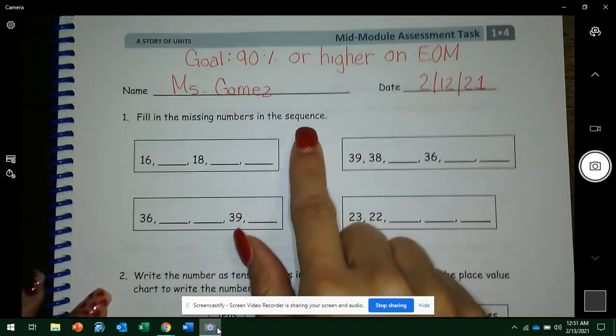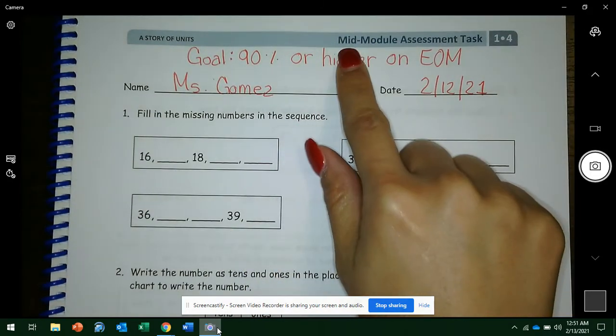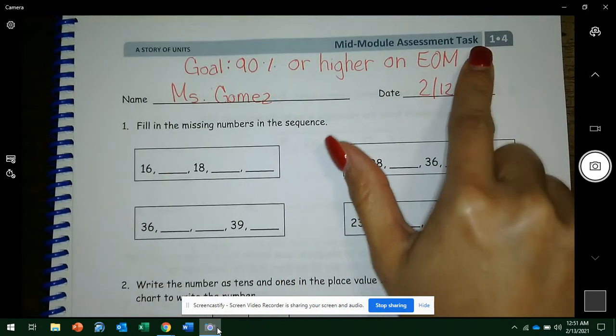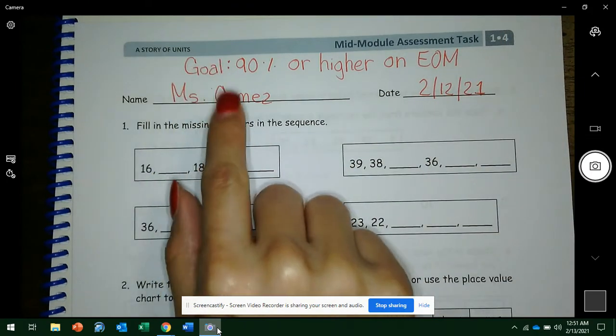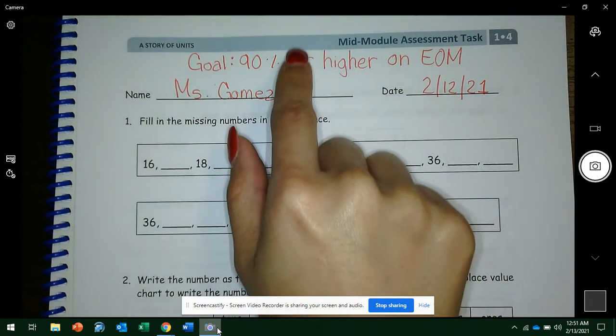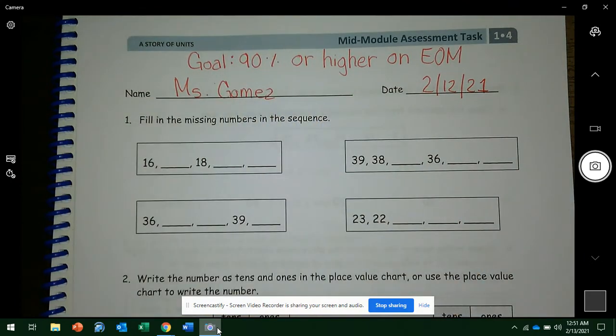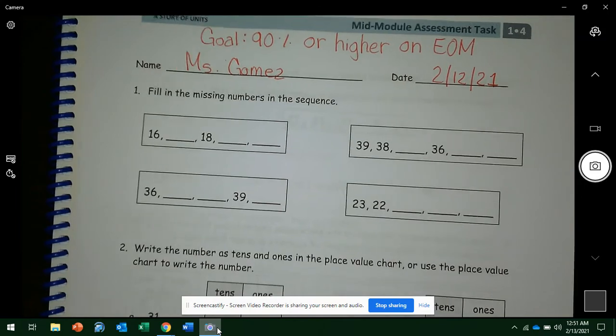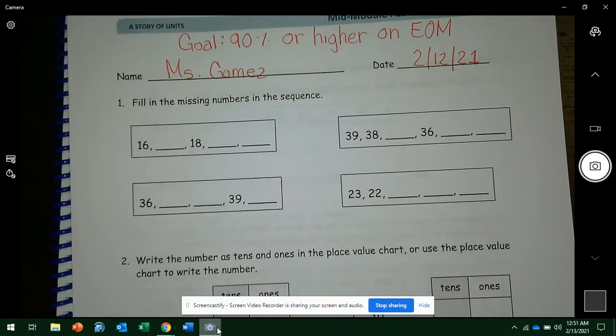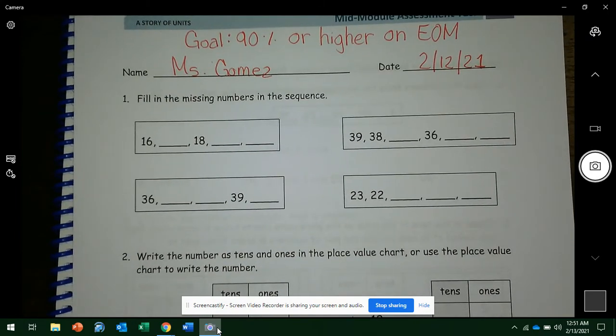So first of all, if you have the paper form, it should say mid-module, and it should have a 1.4 because it's mid-module 4. And you should have your name, your date, and your goal at the top of your paper. Remember the heading. Remember to pause the video at any time if you need more time to work out a problem.